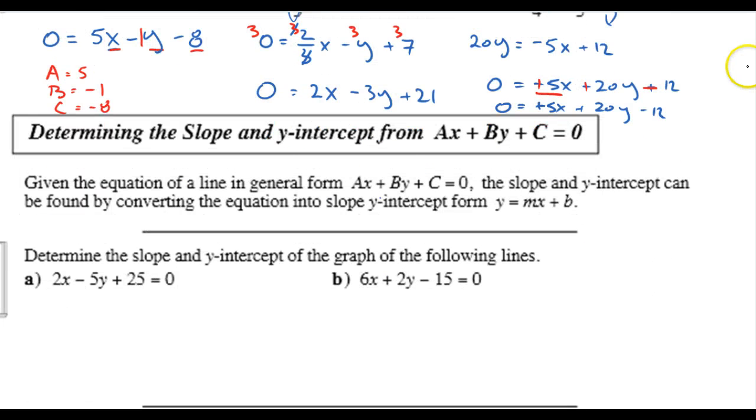So determining the slope and the y-intercept from this equation is a little bit different. Unfortunately, this isn't as useful as the y-intercept form is when we're graphing, because there is no m and there is no b. I have to manipulate it around in order to get the slope. So given the equation of a line in general form, the slope and the y-intercept can be found by converting the equation into the slope y-intercept form. So now we have to go back the other way around. It says determine the slope and the y-intercept of the graph of the following lines.